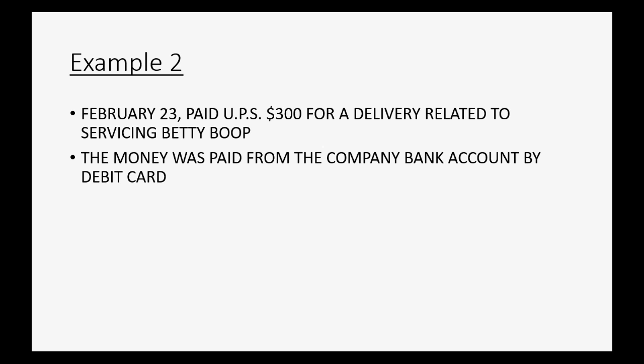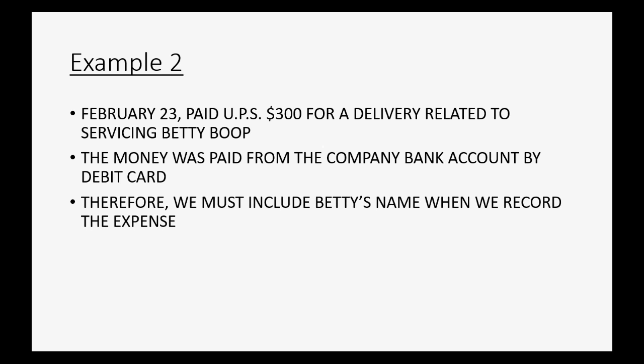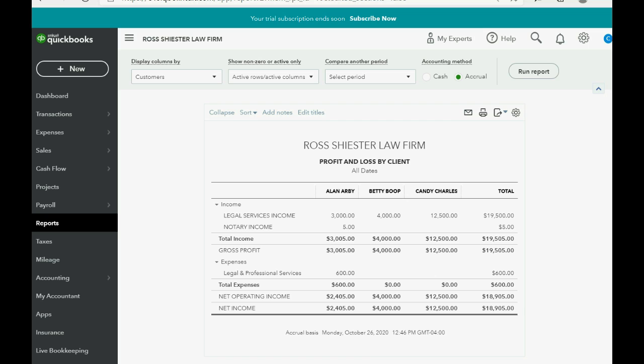Now let's try a second example. Let's imagine on February 23rd, we paid UPS $300 for a delivery that relates to servicing Betty Boop. The money was paid from the company bank account by debit card. Therefore, we must include Betty's name when we record the expense. And we will use the expense window because we paid by debit card.